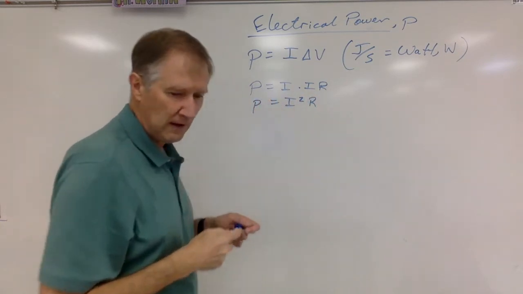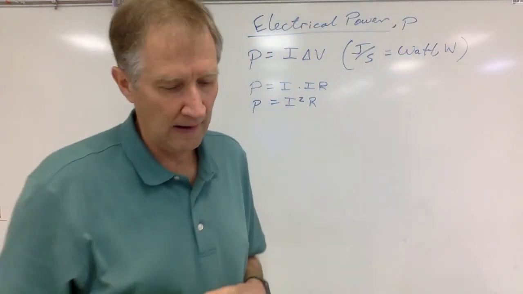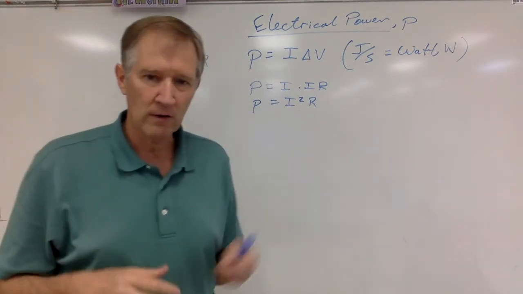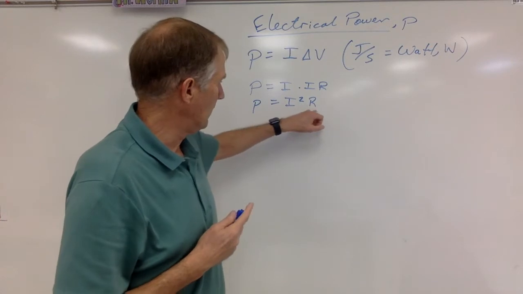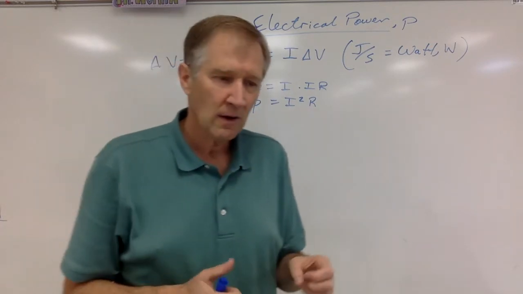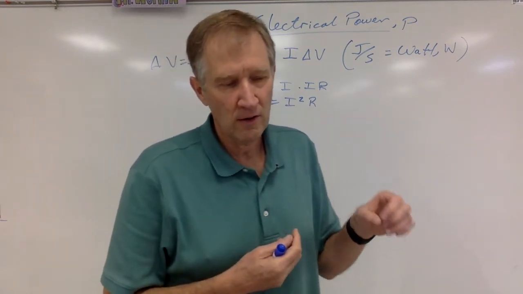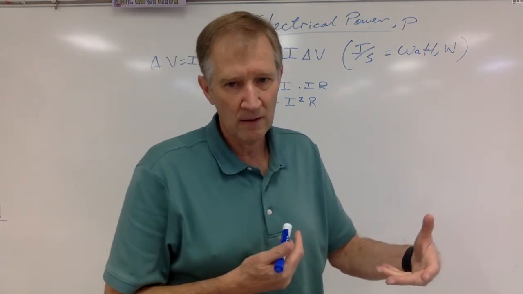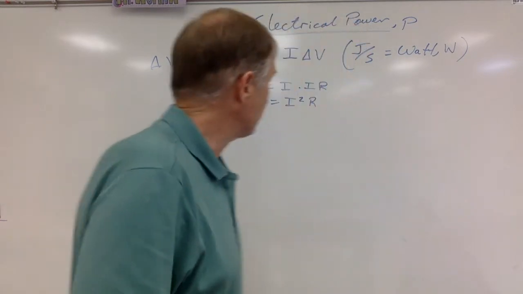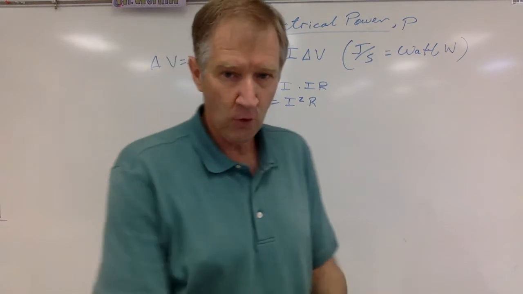And if you look on page 580 and 581, and I highly encourage you to do that in the textbook, they talk about I squared R losses. So when current passes through a resistor, and it's the current that really matters, because the current is the flow of charges, and heat is generated when the charges collide. So power is proportional to the current squared. So if you had twice the current, you'll have 4 times the power.